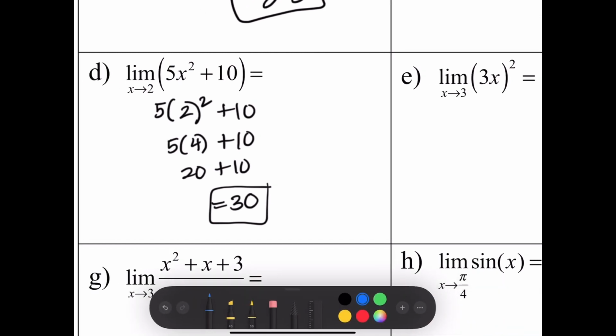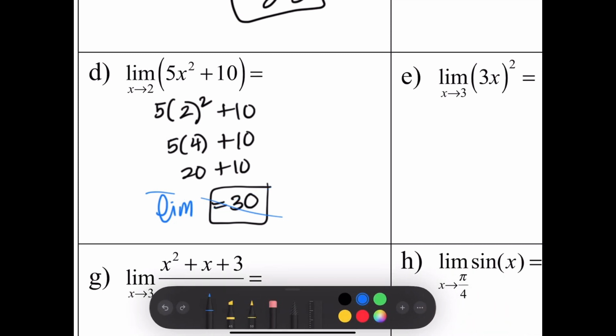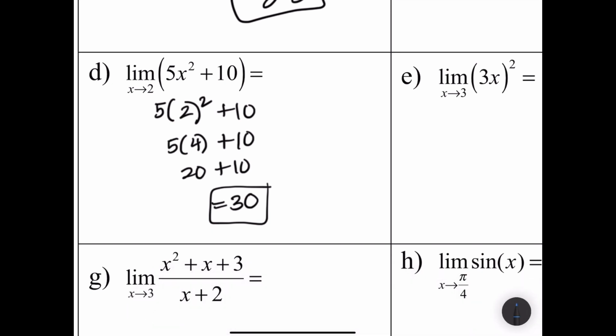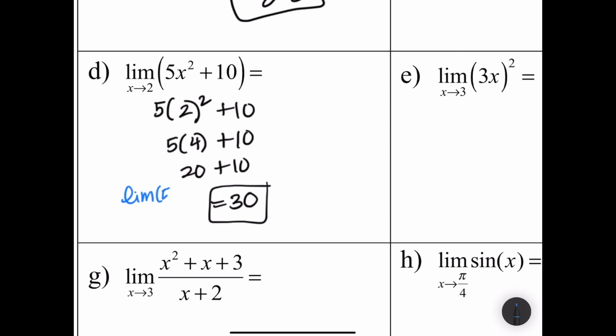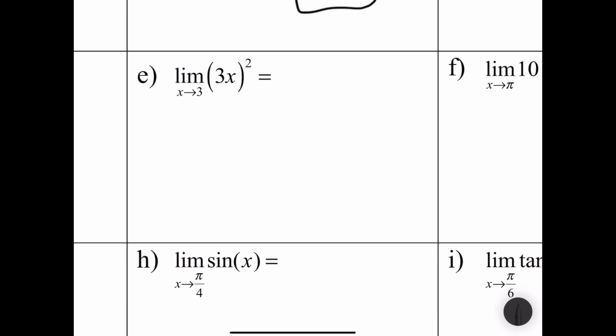And I know some people might be tempted to say, oh, the limit equals 30. This is improper notation, okay? Remember, when we take the limit, it's an action, and I can't have an action equal to a numerical value. That doesn't make sense. So if you are tempted to write something on the left side of that equal sign, you would have to write the whole problem. That would be proper notation. But you can't just write lim equals 30. That is incorrect.